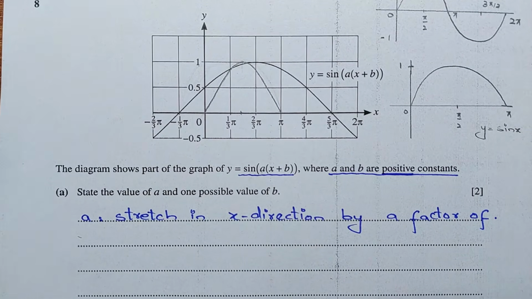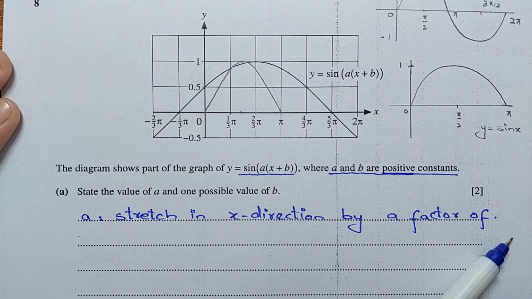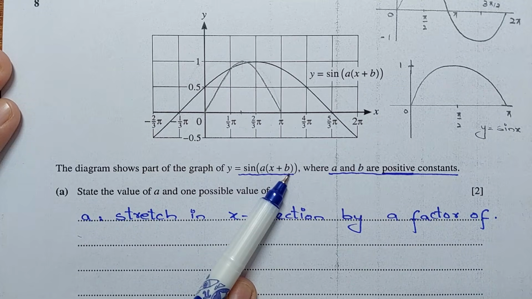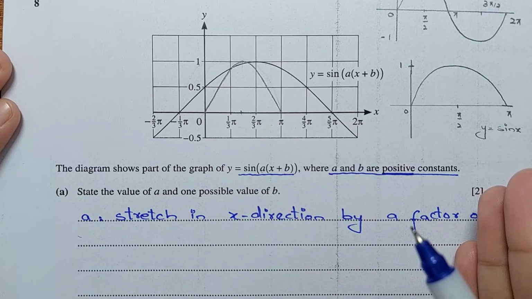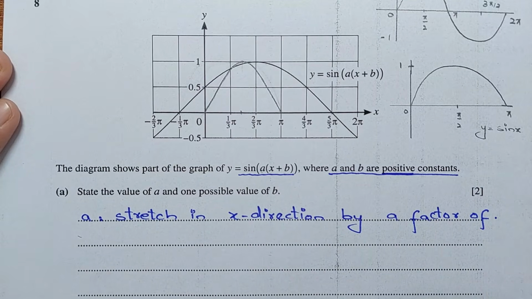Okay. Now, stretch in x direction by a factor of 1 over something, right? The reciprocal of the stretch. And for horizontal translation, if you move towards right, you have to take it negative, and towards left you have to take it positive, right?